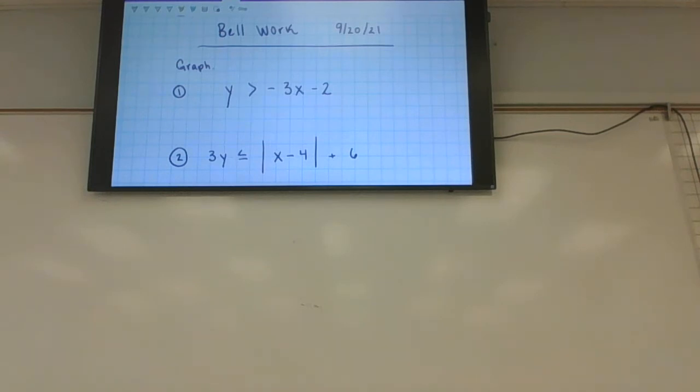Wait, so isn't the slope over 1? Up 3/1?